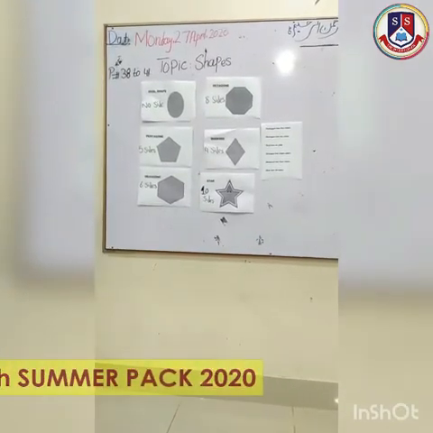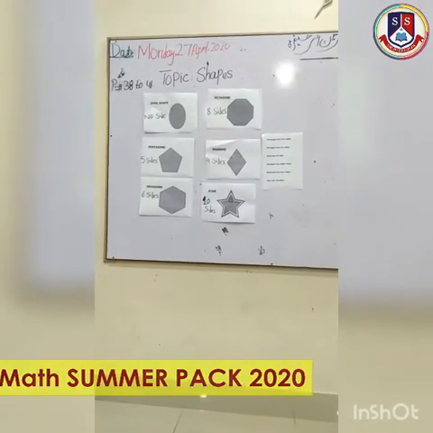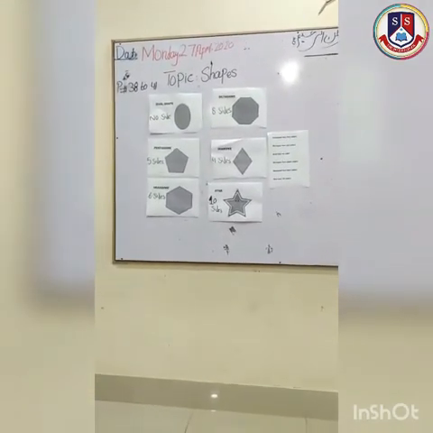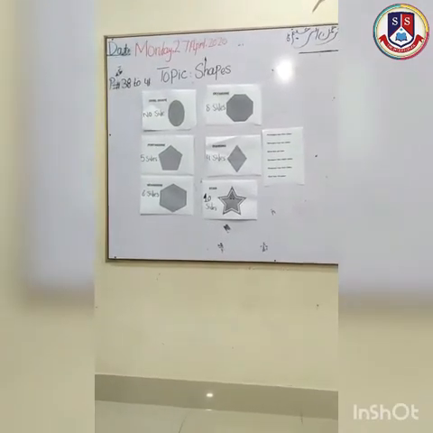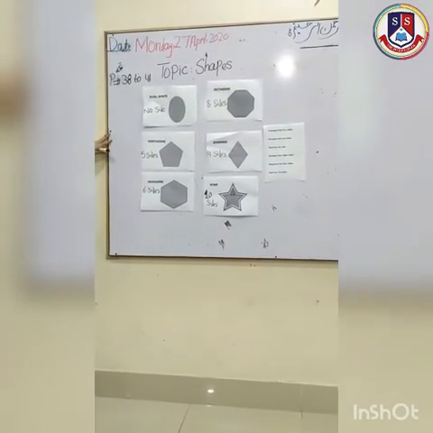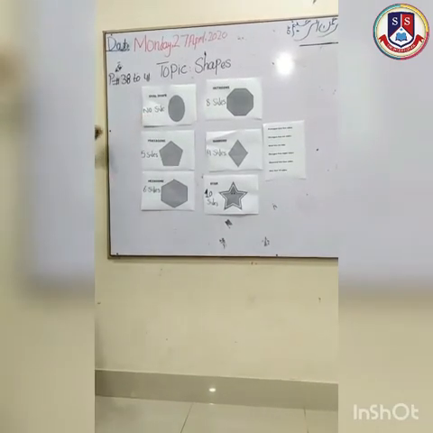Assalamu alaikum students. Today our topic is shapes. As you know, we have learned about shapes in nursery class. Now we are revising again. So we are starting from oval. Oval has no sides. It's like an egg. Oval shape is like egg shape, and it has no sides.